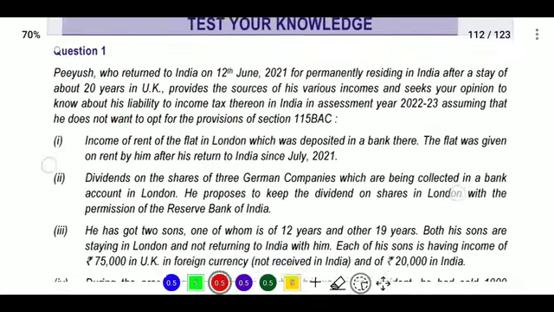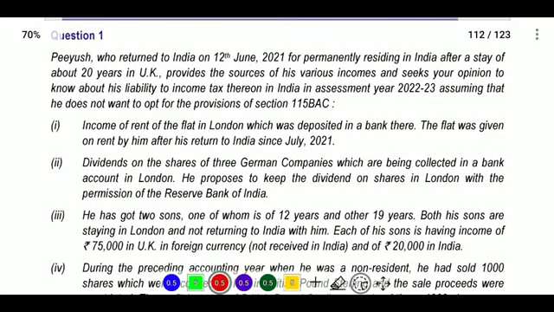Next, second: here what is provided is that they require and seek your opinion to know about his liability to income tax in India in assessment year 22-23, assuming that he does not want to opt for provision of section 115BAC. So firstly we write here: resident but not ordinary resident.